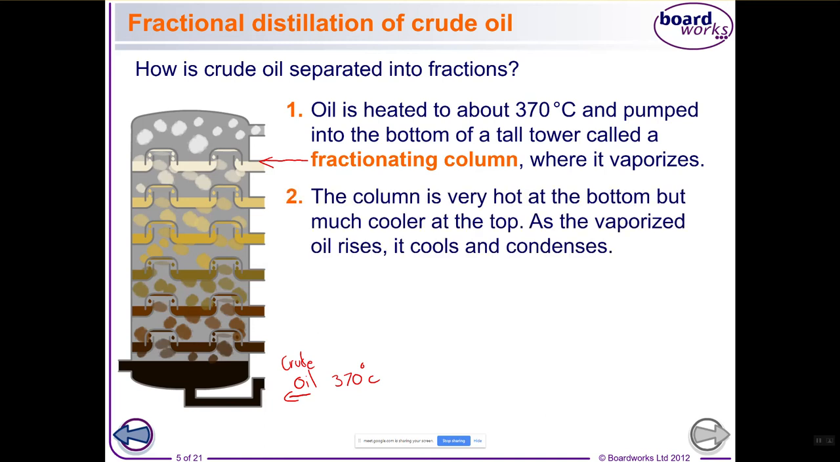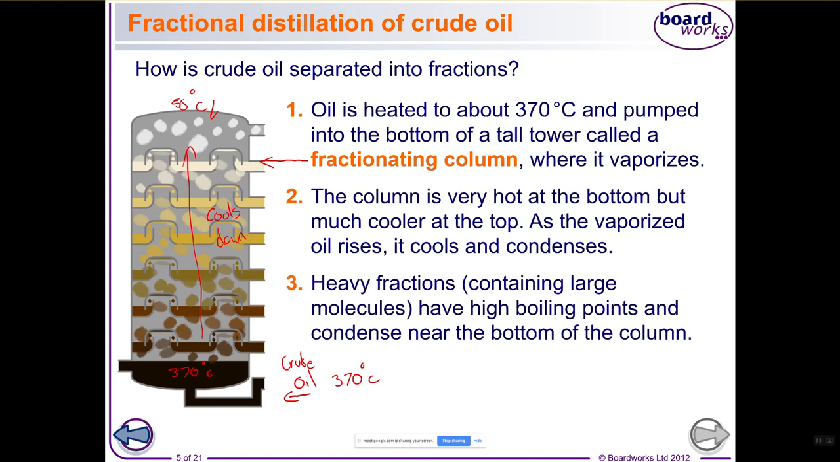At the bottom, the temperature is very high, but by the time these gases have made it to the top, the temperature is a lot lower. It could be maybe 50 degrees centigrade or something like that. So we have this range of temperatures, and as we move upwards, it cools down. This is important, because different fractions of the crude oil will boil at different temperatures.